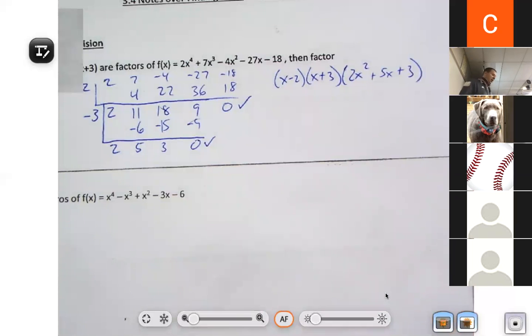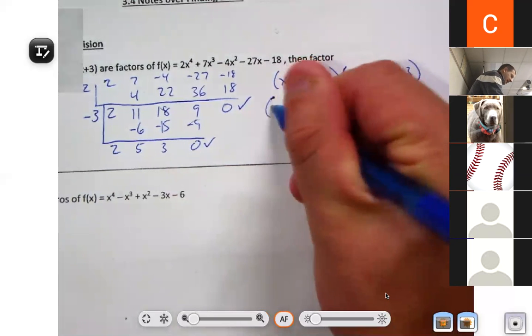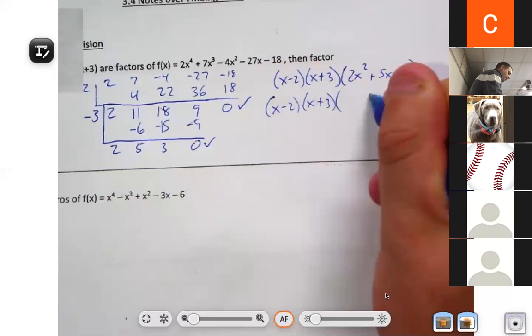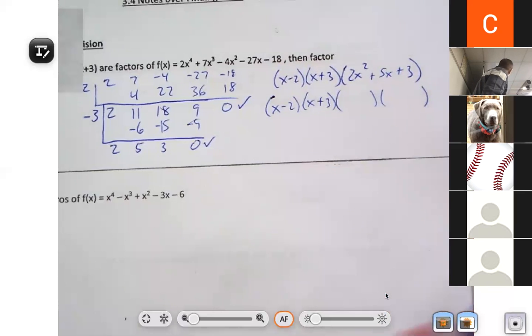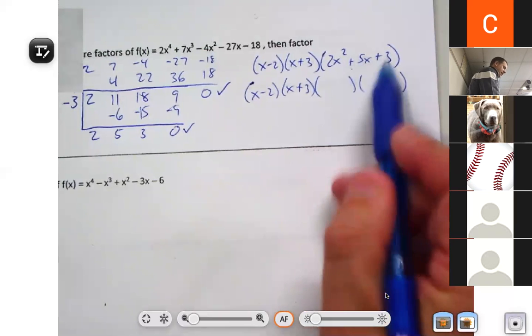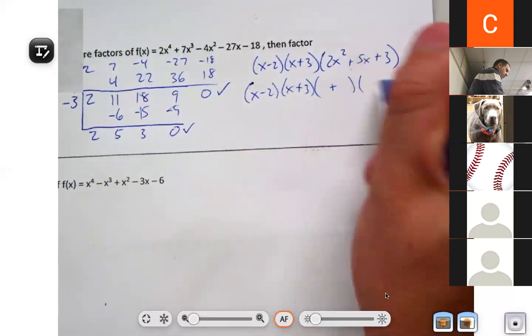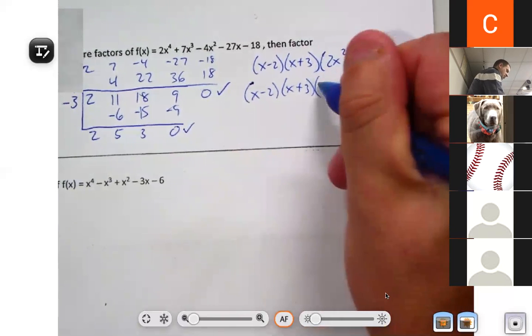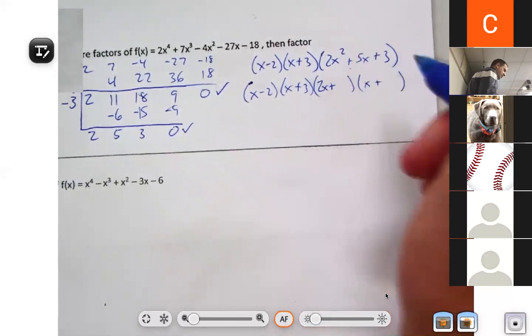I like guess and check sometimes. So I'm going to guess and check. This is a prime candidate for guessing and checking because they're both plus signs. Everything in here is positive, so I know they're going to be plus signs. And I know it's 2x squared, so it has to be 2x and 1x.